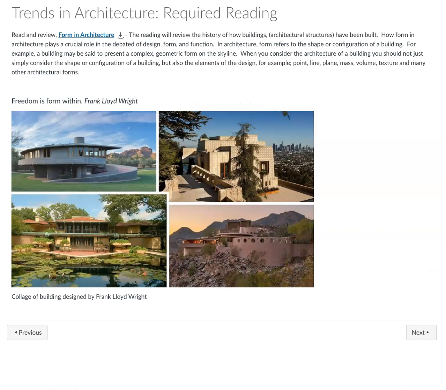The required reading, so you can go ahead and click on this link and you can read through the chapter that I have for you. It's got a lot of great information, and here's just a collage of some of the architecture that Frank Lloyd Wright has created in his lifetime. I think you're really going to enjoy learning about him and his philosophies.